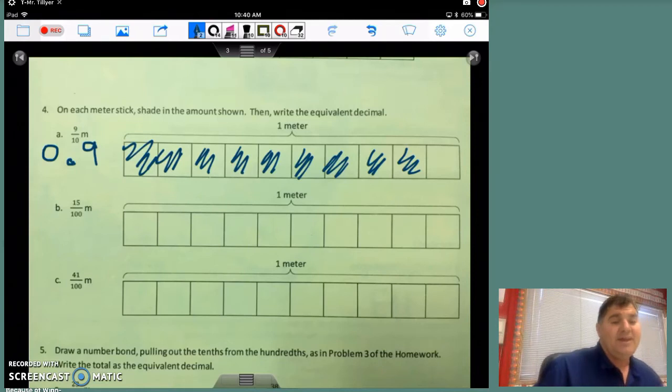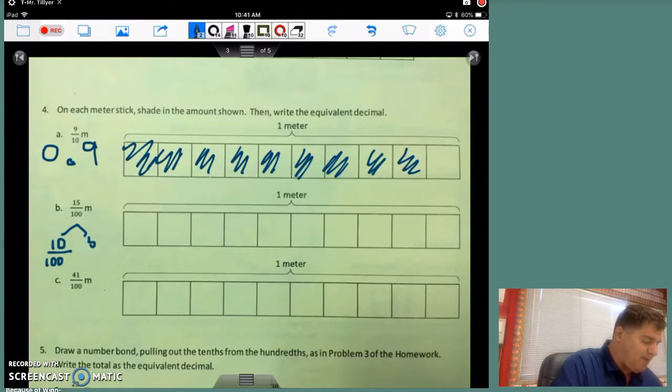Now, the next one is 15/100ths. We could divide it up, but I know that 10 of those hundredths actually equals 1/10. So we could just quickly fill in one of the tenths right here, and then 5 of the hundredths.